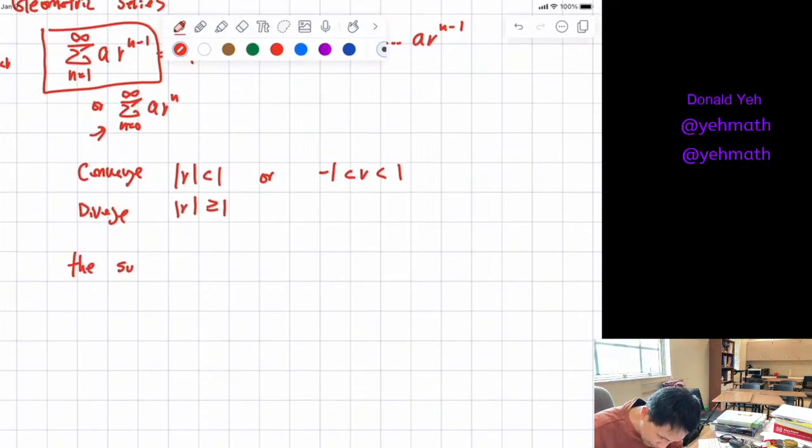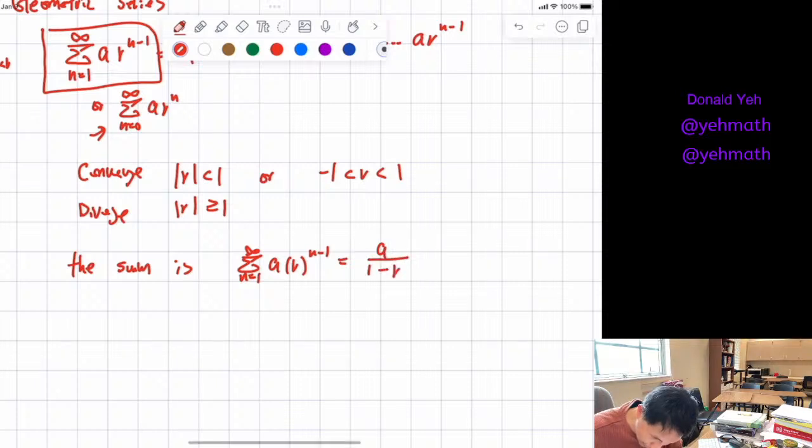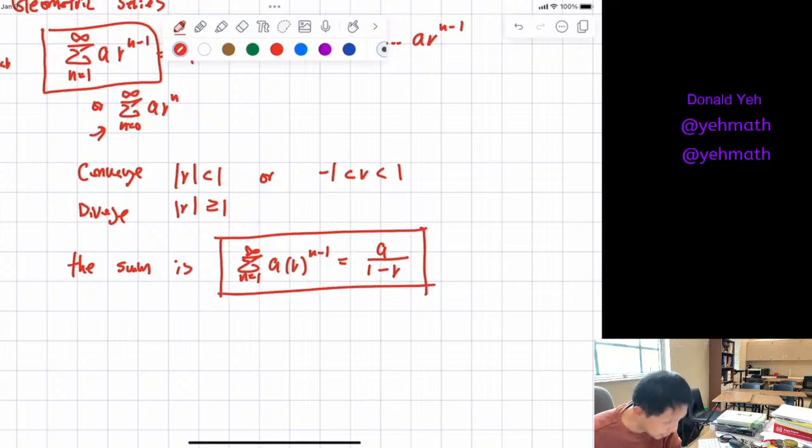The sum, summation of n equal to 1 to infinity of a times r to the n minus 1, is always equal to a over 1 minus r. This is a root of all things. If you want to learn just one problem-solving equation, this is the equation to know.